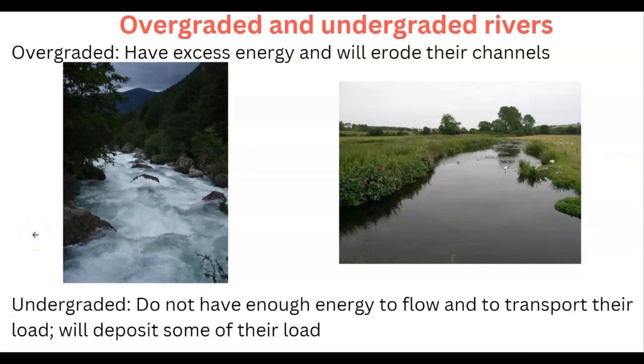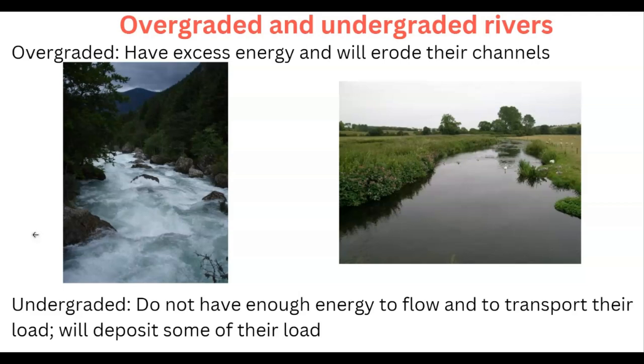Okay, before we go on to overgraded and undergraded rivers, it is also important to know that people can upset the balance in the river. They can upset the gradient, the volume, and the shape of a river. And they can do this, for example, by building dams. But you can read more about this in the textbook on page 149. But you also need to take note of the following.